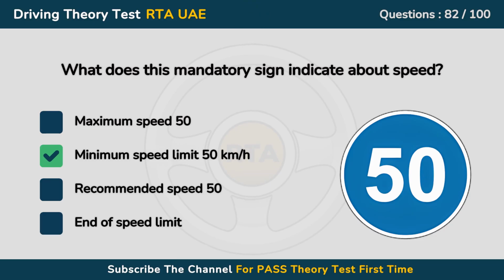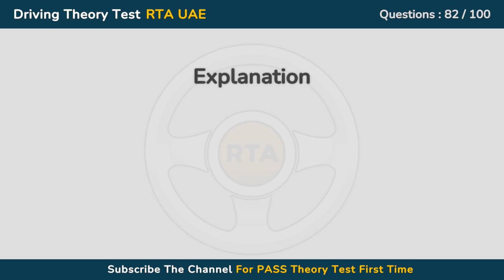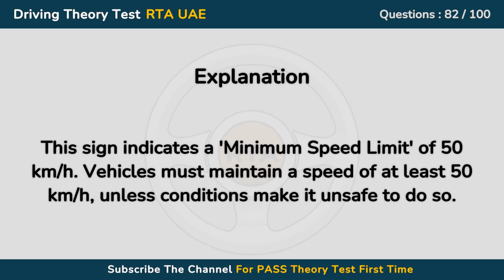Answer is B. Minimum speed limit 50. This sign indicates a minimum speed limit of 50. Vehicles must maintain a speed of at least 50, unless conditions make it unsafe to do so.